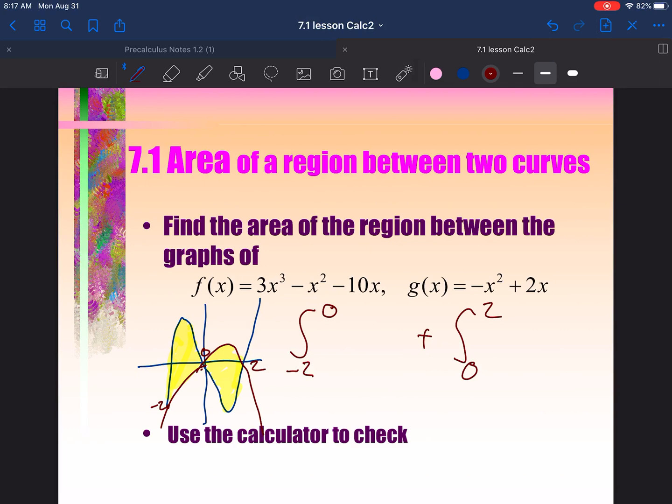So we've got 2 pieces. We want to find them both. Now on both of those, you've got something minus something, because that's that area between. So the area between is the something minus something. So now you can plug those in.